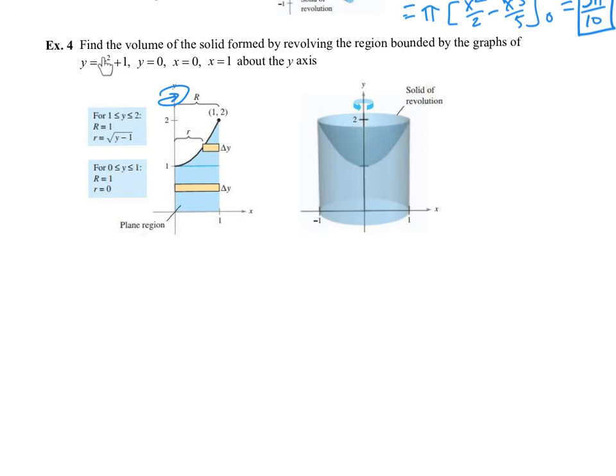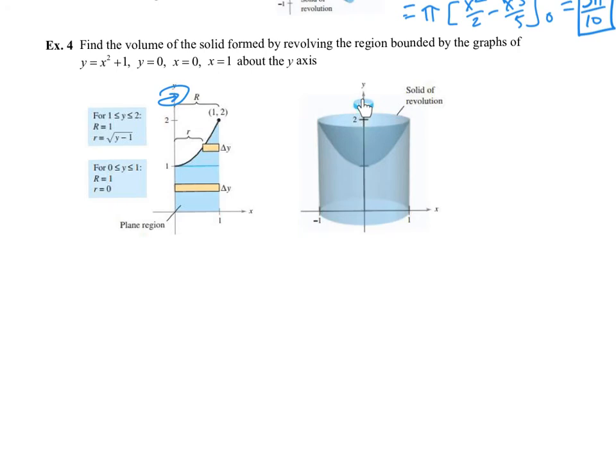So the problem says, find the volume of the solid formed by revolving the region bounded by the graphs of y equals x squared plus 1, that's this, y equals 0, which is our x-axis, x equals 0, which is the y-axis, and then this vertical line x equals 1. So we're going to take that region, we're going to rotate it about the y-axis, and when we do, we get this shape.